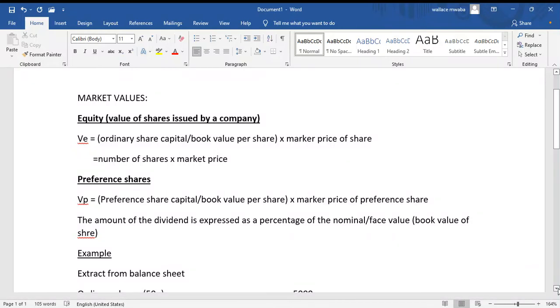Difference between ordinary shares and preference shares. Ordinary shareholders have voting rights. Preference shareholders are the first priority to be paid before ordinary shareholders. So to get the market value of preference shares equals the preference share capital value over the book value per share times the market price of the preference share.